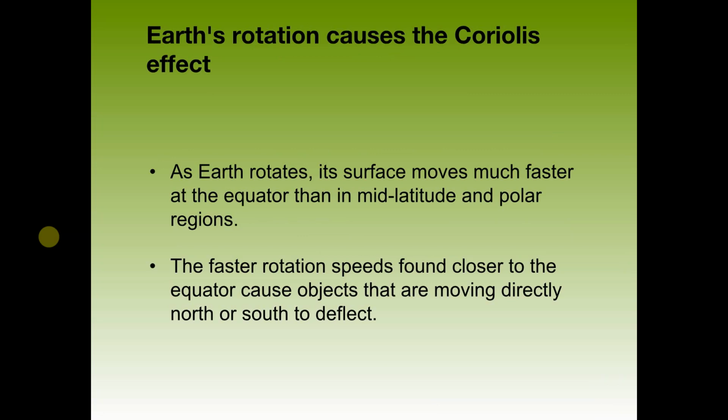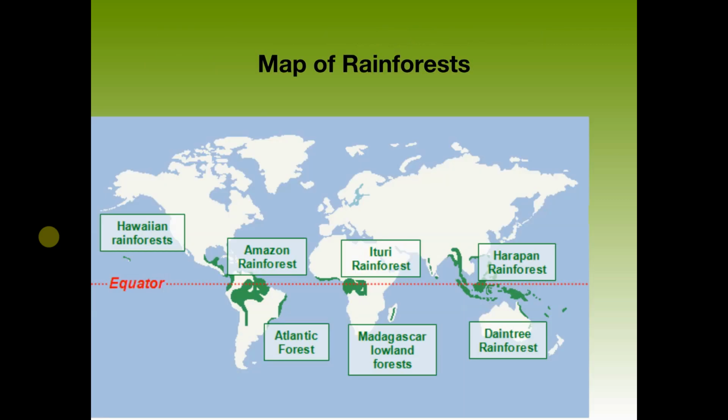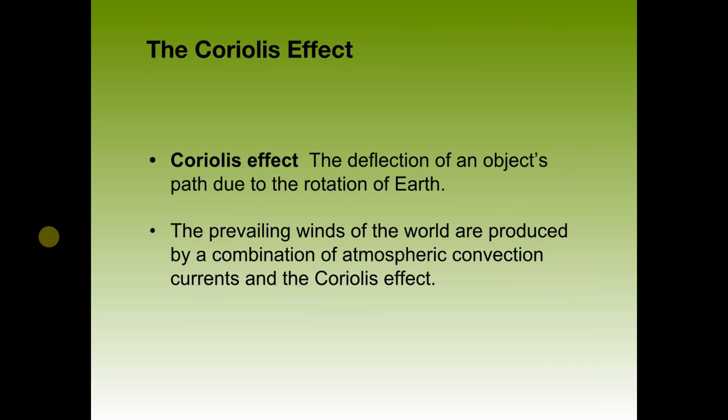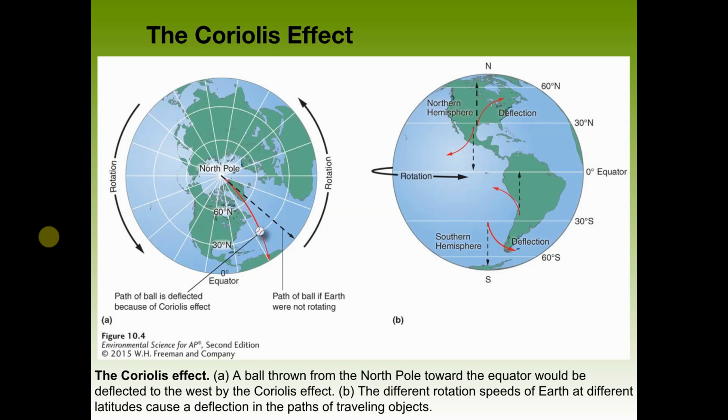But basically the Earth rotates, and because the Earth rotates, the equator and the North Pole actually rotate at different speeds. I know it's kind of crazy to think about. This causes a deflection to happen to the wind that's rotating around. So the Coriolis effect is basically the deflection of an object's path due to the rotation of the Earth. And so our major wind patterns go a certain way because of the convection currents, but also because of this deflection of the Coriolis effect.